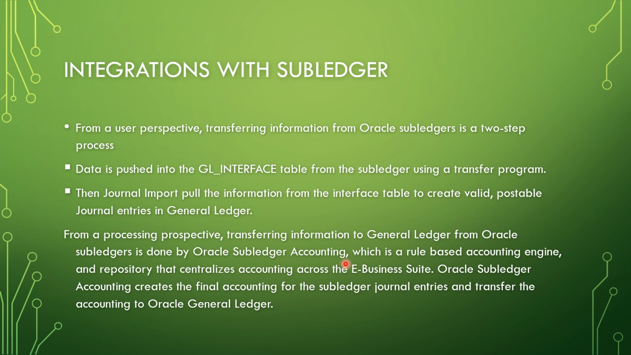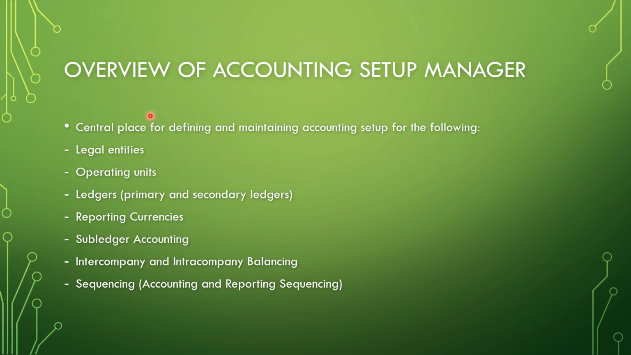There is a new concept we have seen, Oracle SLA, a rule-based accounting engine and repository that centralizes accounting across the E-Business Suite. Oracle Subledger Accounting creates the final accounting for the subledger entries and transfers the accounting to Oracle General Ledger. We have come to the important topic, the setups: how to set up Oracle GL in Oracle Financial. We call it Accounting Setup Manager. Here we'll see all the setups.